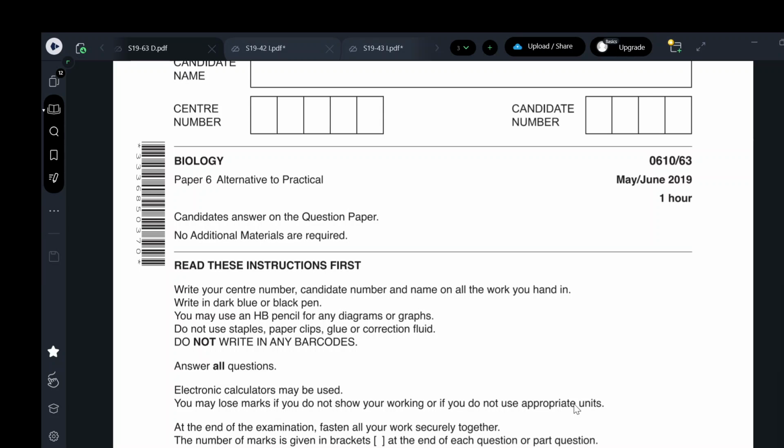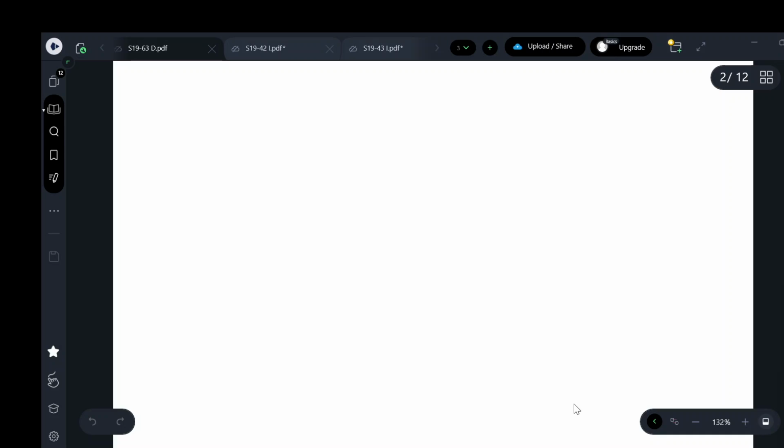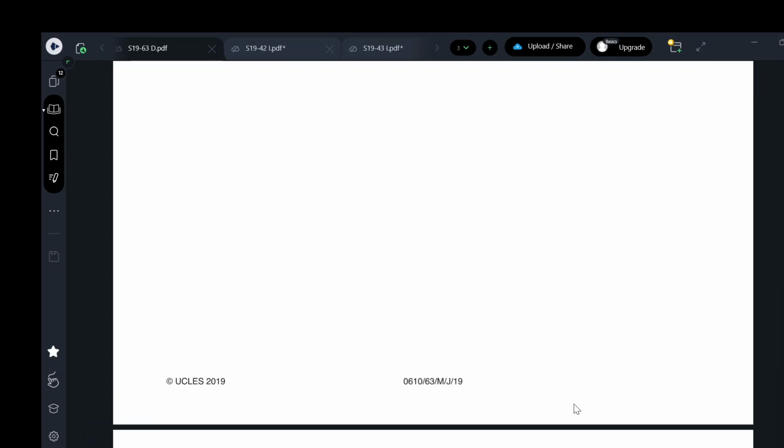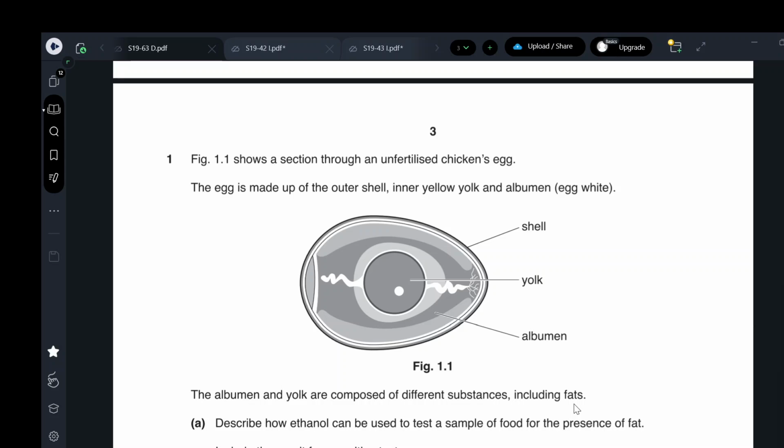June 19 variant 3 paper 6. Paper 6 doesn't take time. It has the same scheme of questions as we solved before.